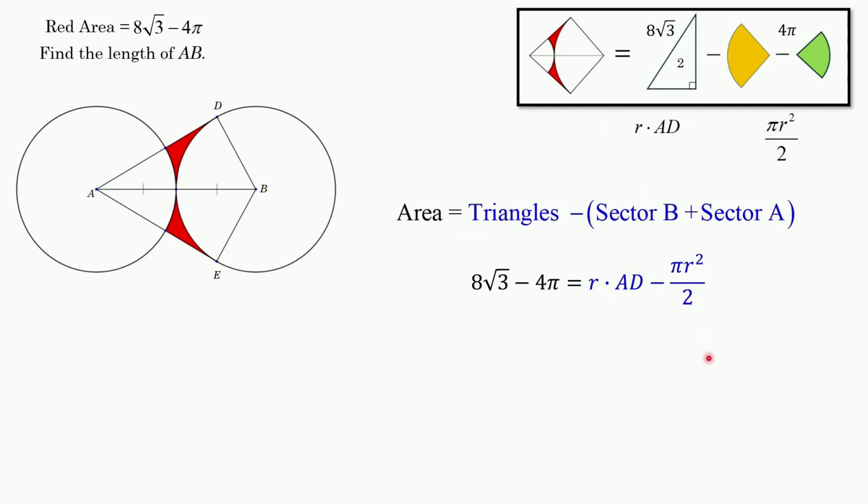Here's what we found. Right, so we're going to do a little substitution. We're going to do a little solving right here. We know that 8 root 3 is going to be equal to r times AD, and 4 pi is going to be equal to pi r squared over 2. So let's go ahead and set up our two equations. And yeah, let's solve the one for pi over here on the right.